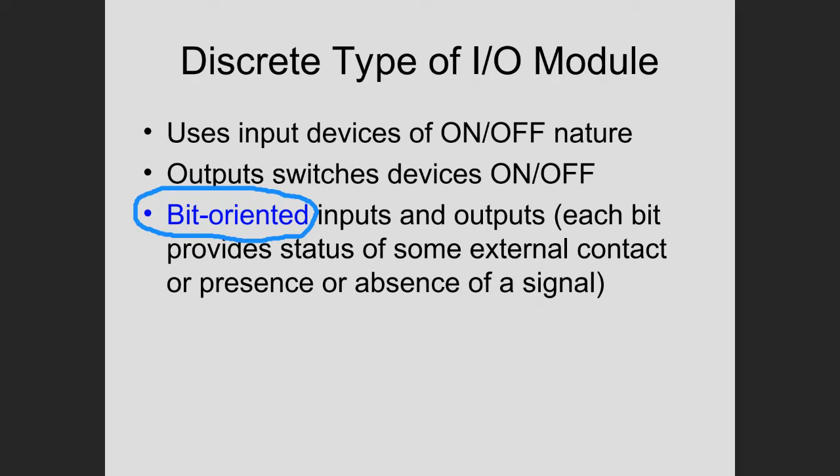It's bit oriented. So the main difference between a PLC and a regular computer is that PLCs are bit oriented, PCs are byte oriented. The smallest piece of information you can access in a regular PC is a byte. The smallest piece of digital information you can access in a PLC is a single bit. That's important. Know what the term bit-oriented means.